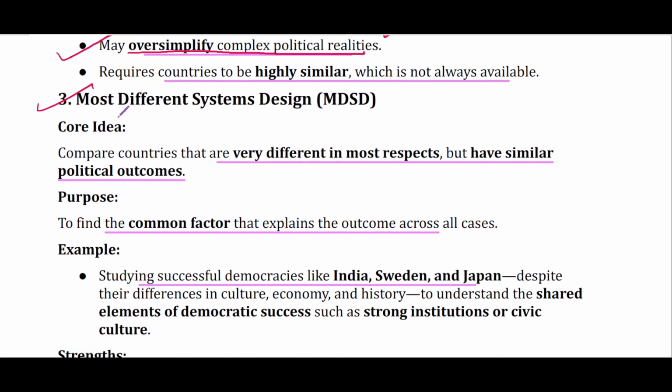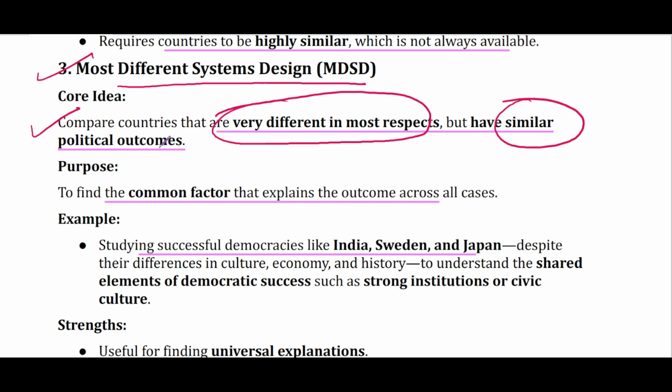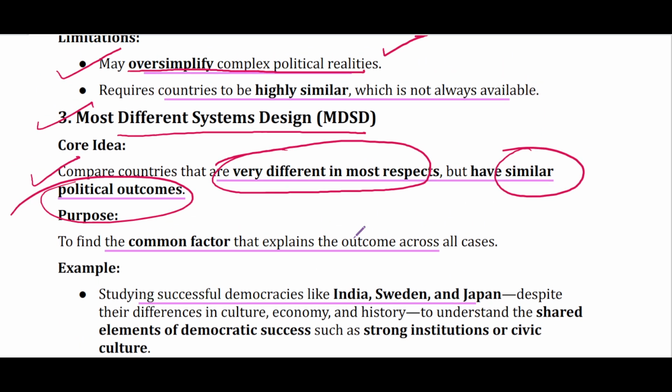And the third type, Most Different System Design, MDSD. This is the opposite of the second, MSSD. Here, different countries are studied because they have similar political outcomes. So two countries are highly dissimilar. They have different culture, different geography, but they have similar political outcomes.